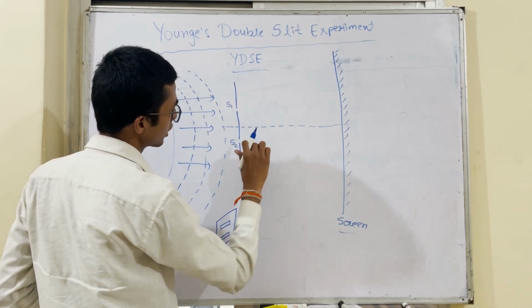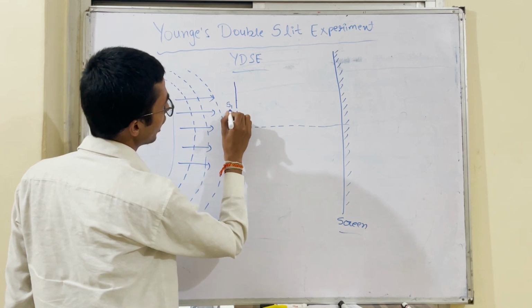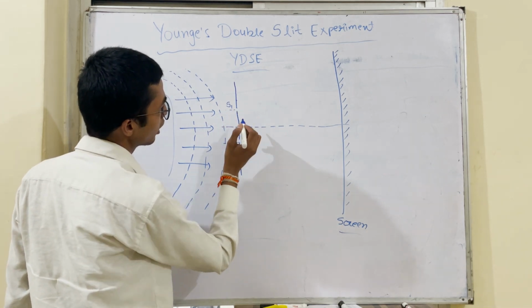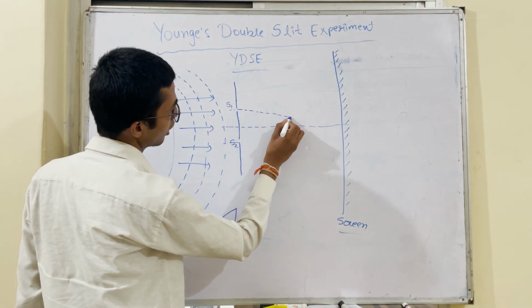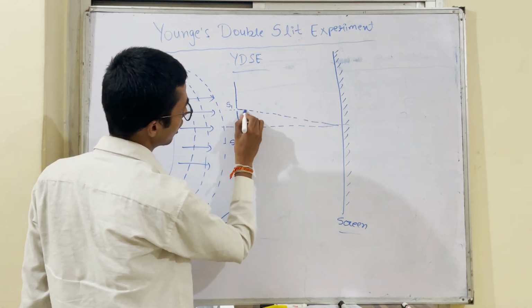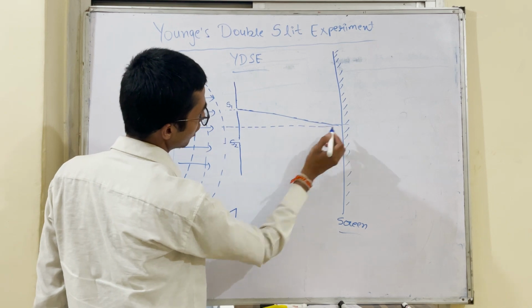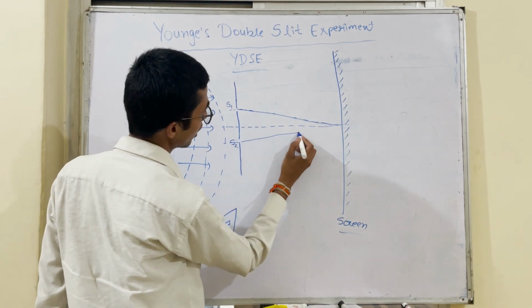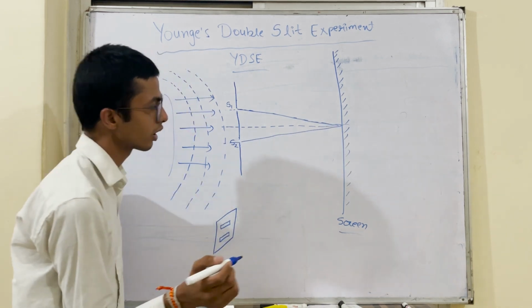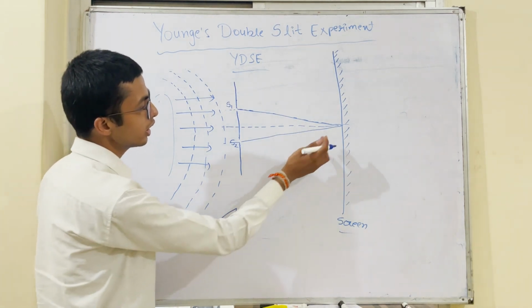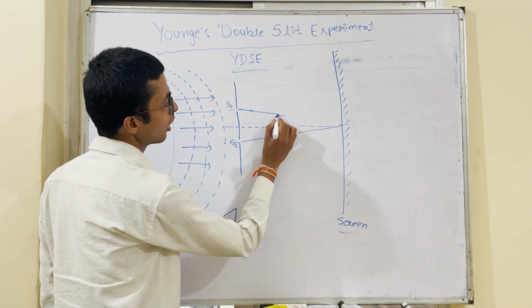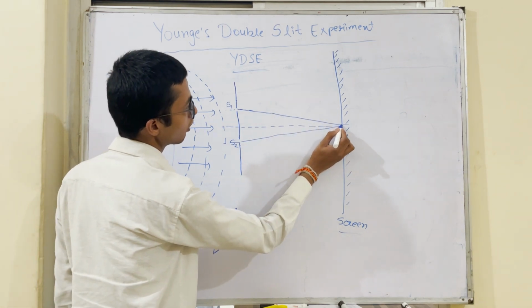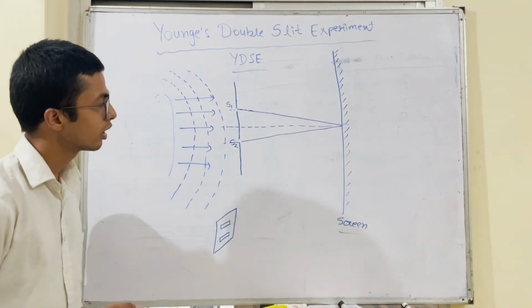These are just for understanding. From here, when the light sources are there, light will come here. When they come, they will interact. When they meet here on this screen, they will interact with each other, correct? So if I say these waves are interacting with each other, yeah?